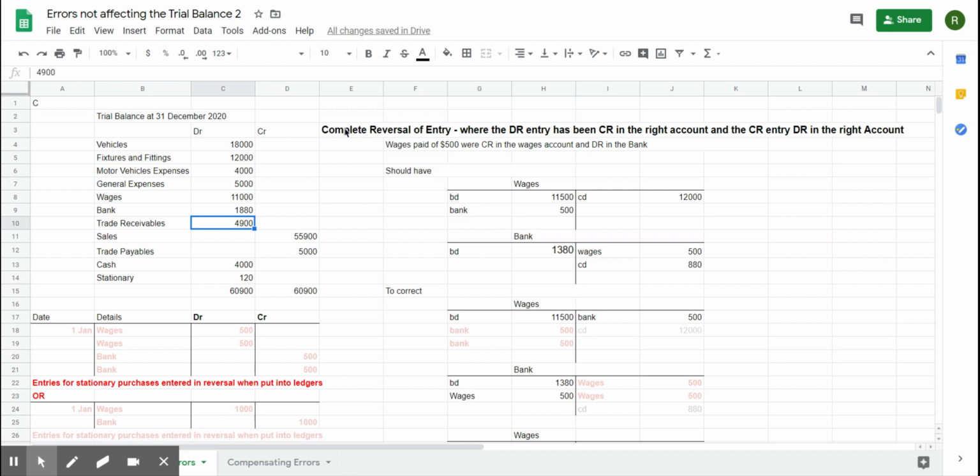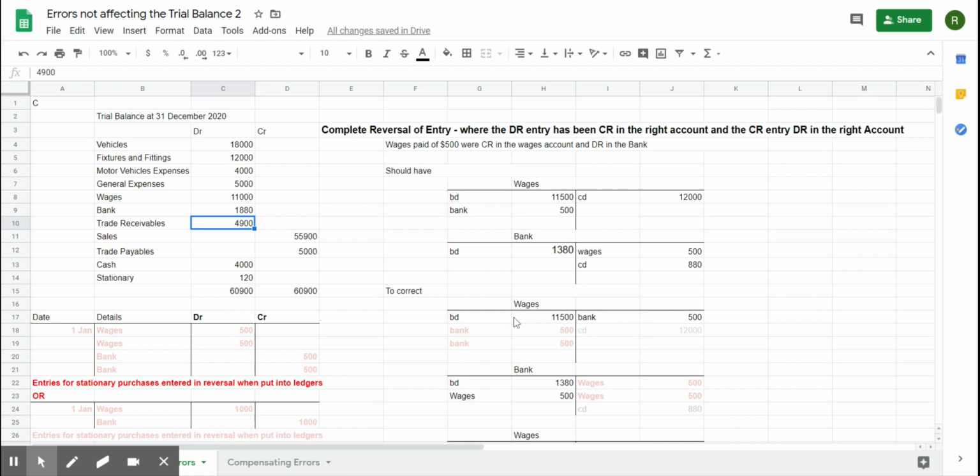in a particular account has been credited by mistake, but in the other account that we've done the double entry in, the credit entry has been put on the debit side. So if we look at an example here, where wages paid were credited in the wages account. There's the amount of wages that have already been entered during the course of the year, and they total 11,500. And yet we've gone and put a credit entry in.